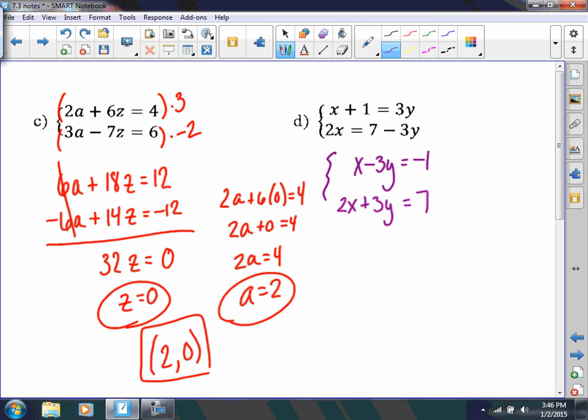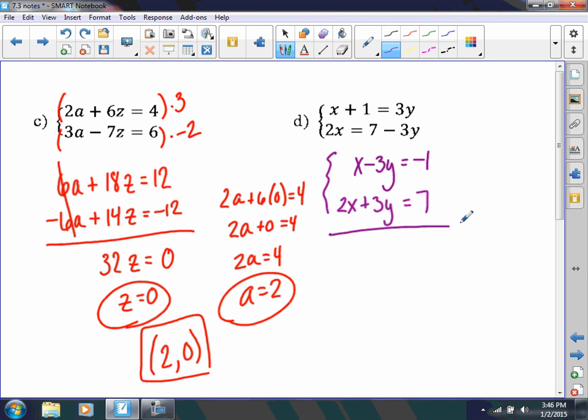Okay, so now I have a system that's all nice and in standard order. So now I have my x's lined up and my y's lined up and then my numbers. Now hopefully you've noticed that the y's are what we're going to eliminate because they have the same number in front of them but with opposite signs. So I have a 3y and a -3y. So even though this one had some rearranging that we had to do, I don't have to do any multiplication now. So that's good. But sometimes you can do both.